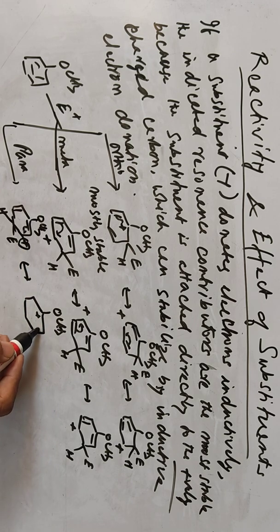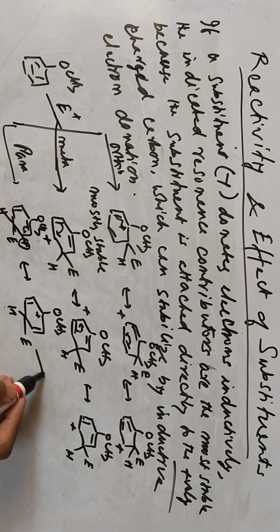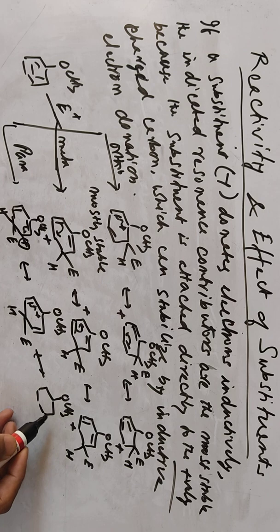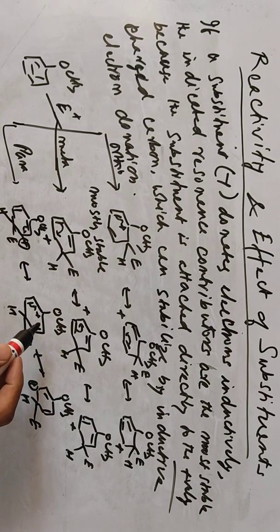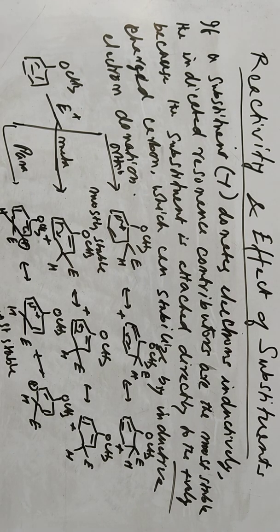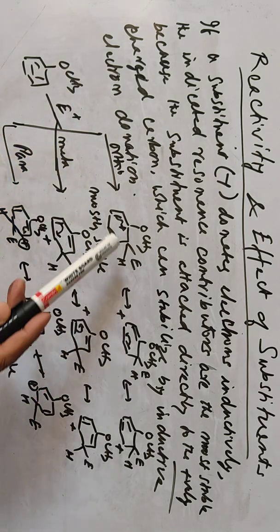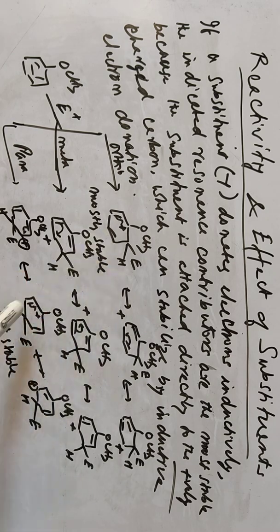So you can have E, H. Then this one can again delocalize here this way. Then we can have another structure, H, E, H, with positive charge here. So this is most stable. A positive charge at the carbon atom next to the electron donating group is most stable. That is why, in the case of an electron donating group, the incoming electrophile is directed at the ortho and para positions, because these two are most stable.